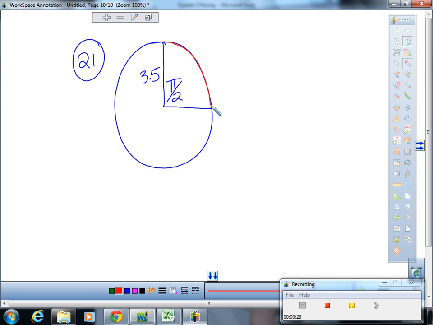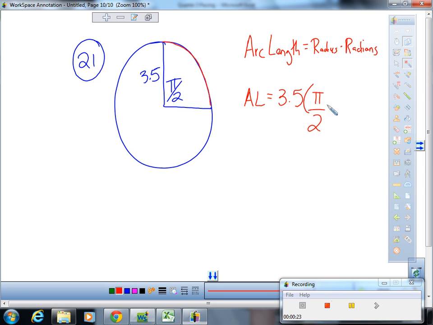But you may not understand that, and that's just fine. Arc length can always be found by radius times the amount of radians in the central angle. Radius times radians. So for this one, our arc length will be 3.5 times pi over 2. If you wrote it as 3.5 pi over 2, I'd have absolutely no problem with it. You get full credit. Okay?